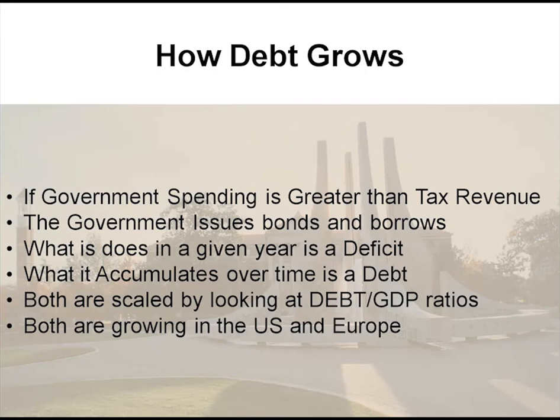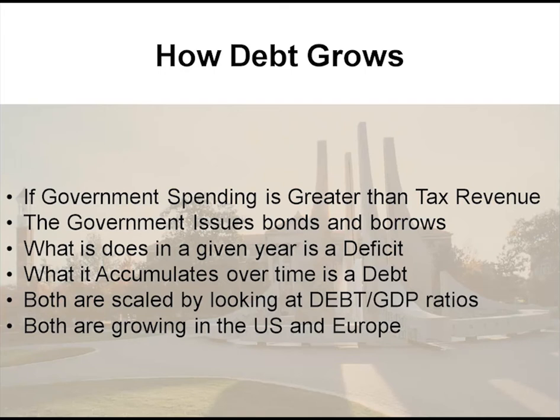Now, a couple of terms to clarify. Whatever the government does in a given year is a deficit. If the government spending is greater than tax revenue in a given year by, let's say, $1 trillion, as odd as that may sound, it's actually larger than that this year, then that is a $1 trillion deficit in that year. What that does is it adds to the debt. The debt is a stock. So the deficit is a flow, the debt is a stock. And if we run a $1 trillion deficit, then the debt goes up by $1 trillion.